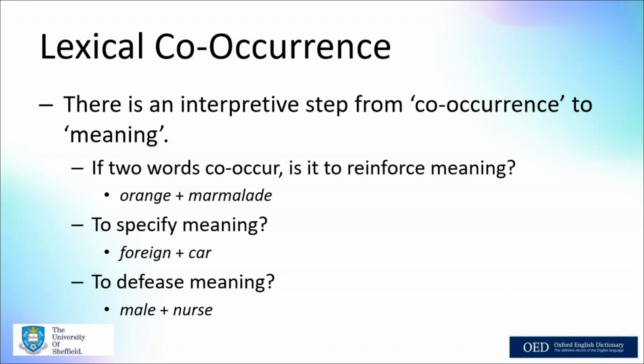If two words co-occur, it might be to reinforce meaning. So the word marmalade will co-occur frequently with the word orange. That's because marmalade tends to be orange. It's a sort of redundancy. People expect marmalade to be orange, but we still often say orange marmalade. It can be to specify meaning.